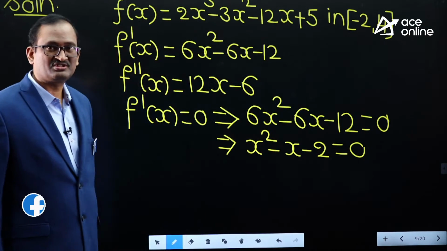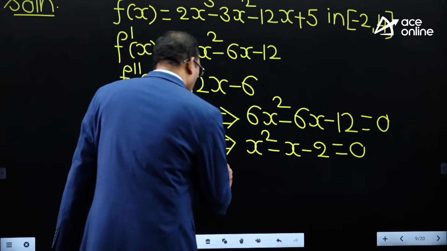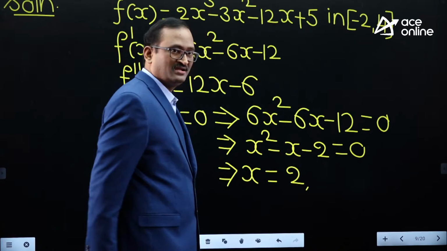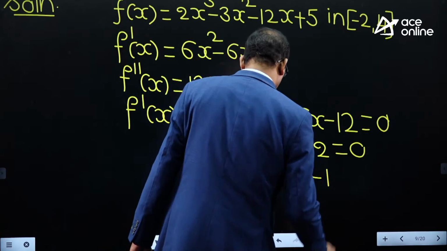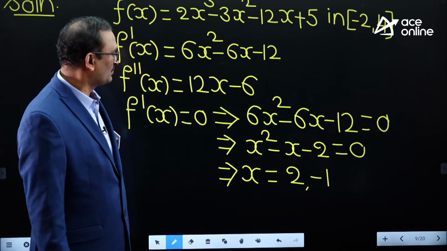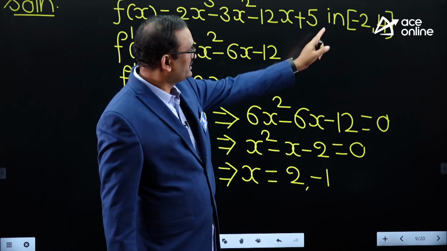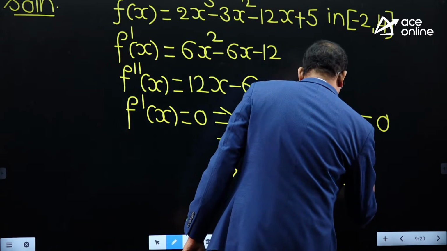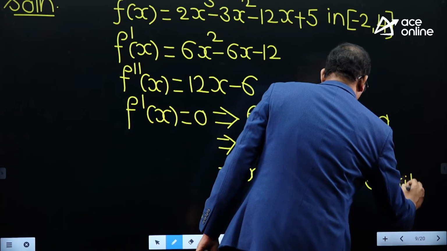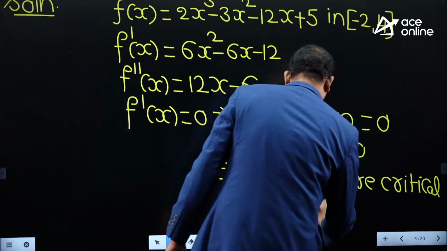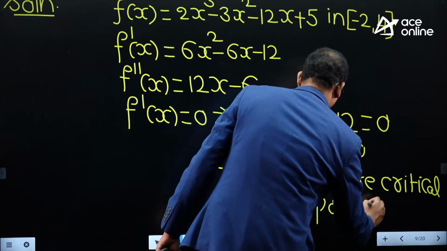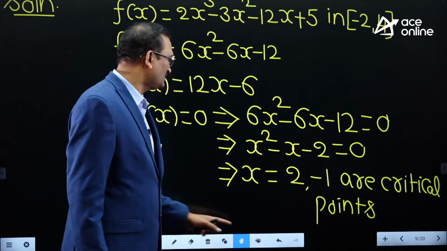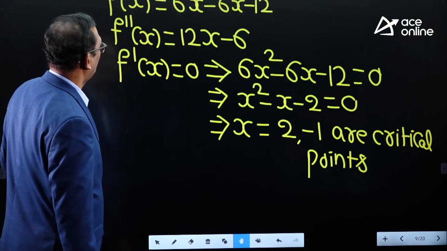What are the roots of x square minus x minus 2? Sir, 2 comma minus 1, I think. So these are the critical points. Fortunately, these two critical points lie inside the given interval. Now you have to find f double dash x at each and every critical point. f double dash of 2.